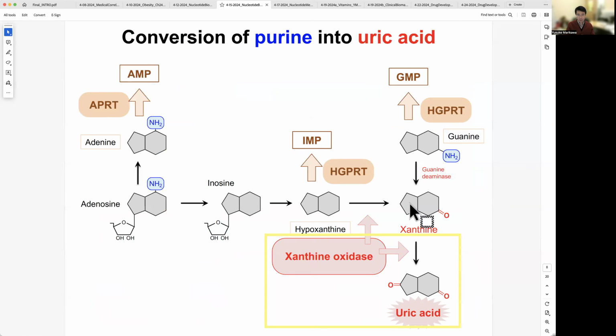Now, there are lots of pathways here, but what you need to know is that the final step of uric acid formation from those purines is this enzyme, xanthine oxidase. Xanthine oxidase is responsible for making uric acid. Final step, okay? Xanthine oxidase.